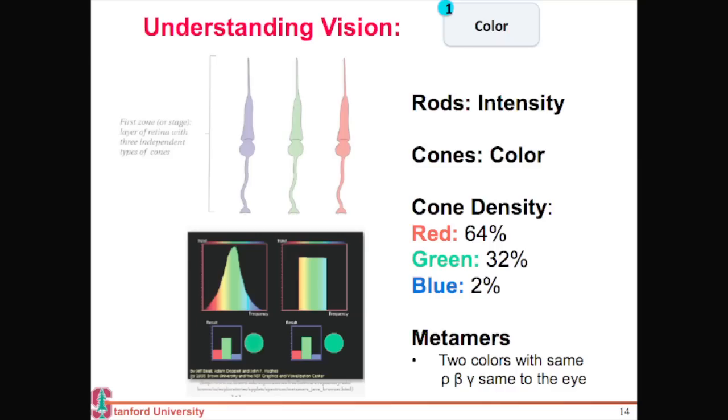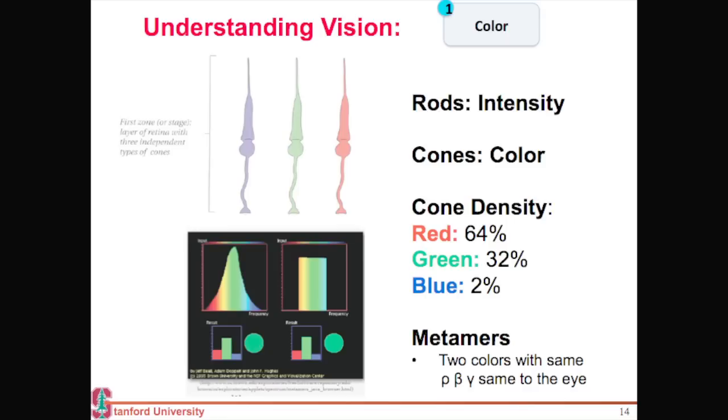So again, you have rods which give you the intensity of the light, and cones which give you the color. If you look at the density of these cones, around 2/3 of them are red cones and they detect red light, and 1/3 of them are green cones, they detect green light, and less than 2% of our cones are blue cones. So we have very few blue cones, but they are very sensitive.